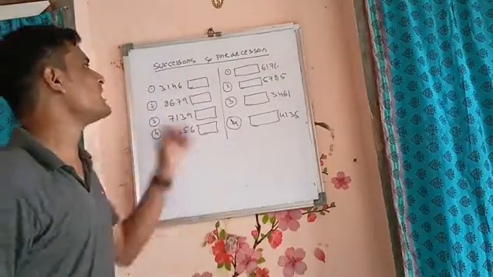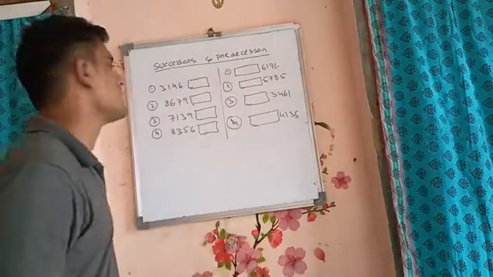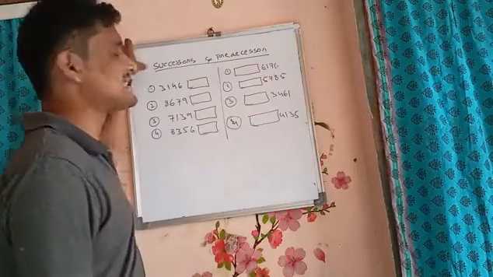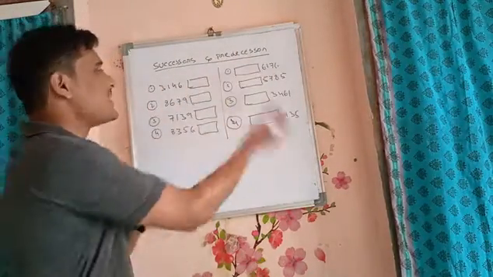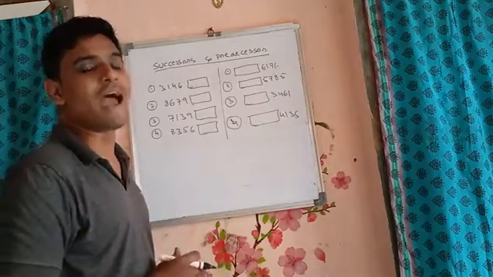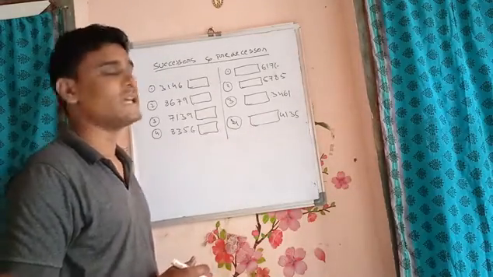Hi children. So look at that. This is another session. What is that? Another topic. It is the successor and predecessor number. So what is the successor number and what is the predecessor number? We have to know about this. Okay. So look at that.